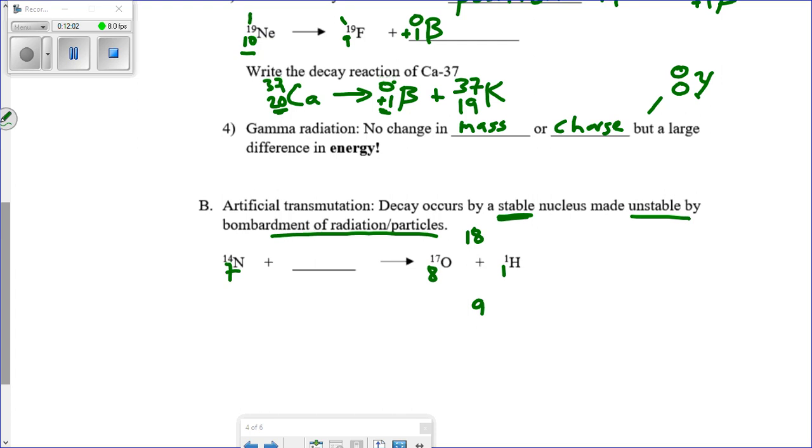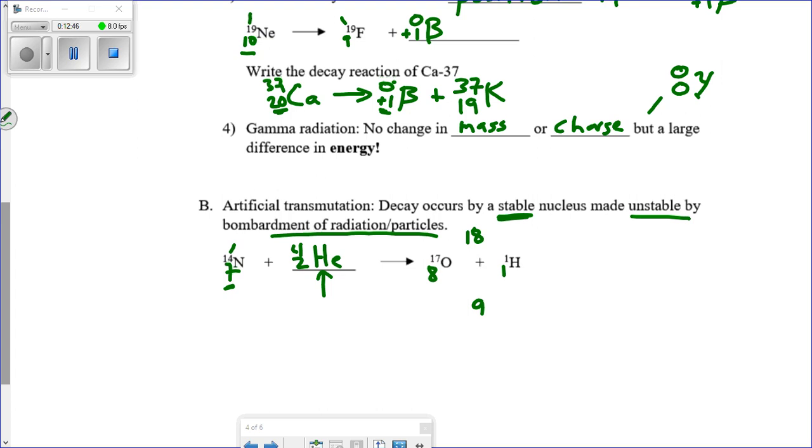So since I have 14 right here, that means 14 plus what must equal 18? Well, that's got to be 4. Now I have 7 on the bottom. I need to make 9, so that's got to be 2. So this is telling me that in order to make nitrogen 14 unstable, we bombarded it with an alpha particle. So we added an alpha particle to nitrogen 14. That made it unstable so that it transmutated into oxygen 17 and a proton. It released a proton along with this. So that is artificial transmutation.